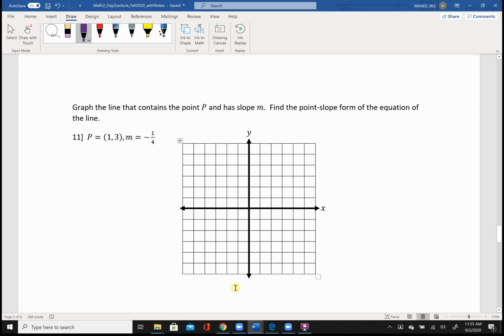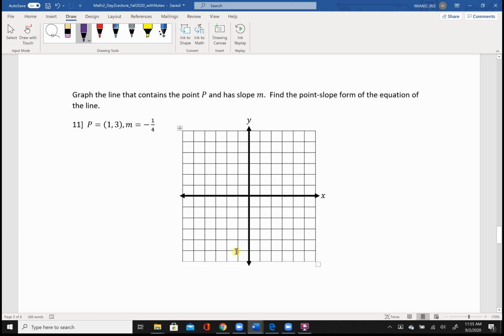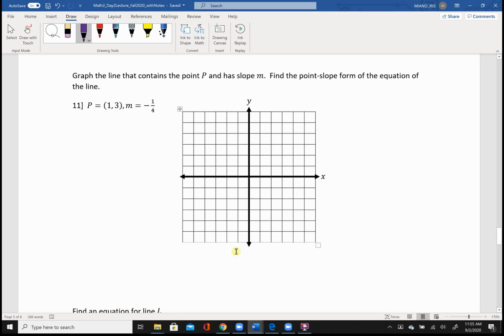We are given different pieces of information and we are asked to do something different. We want to graph the line that contains the point P and has slope M. Okay, find the point slope form of the equation of the line. We will do that. Let's start by plotting the first point of 1, 3. So that's 1 in the x direction, 3 up in the y direction. That's the ordered pair 1, 3 right here. Okay, and we're going to use the slope of -1/4 in order to plot an additional point.